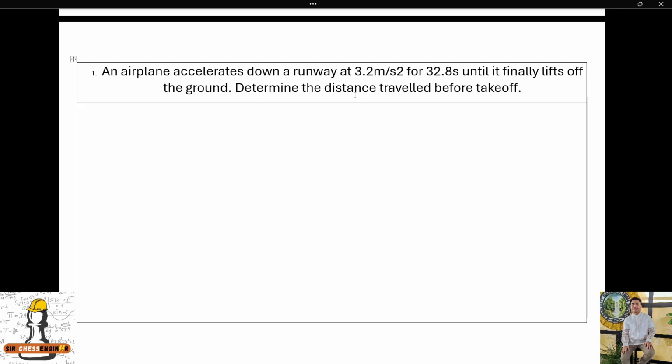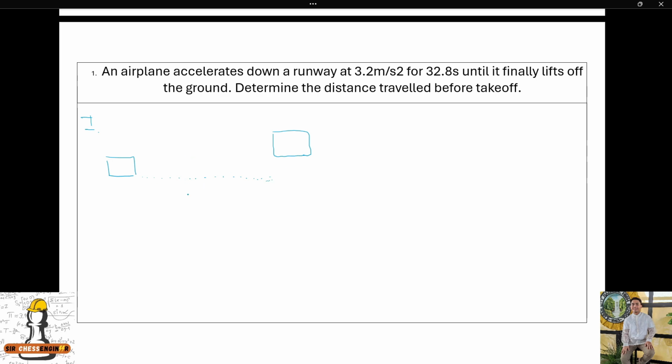So first things first, if you have not pictured out the problem, all you have to do is plot or draw. So what happened in the problem? Assuming this is our airplane, of course, a normal airplane before it finally lifts off the ground will travel along the runway for some time, until it flies into the sky.